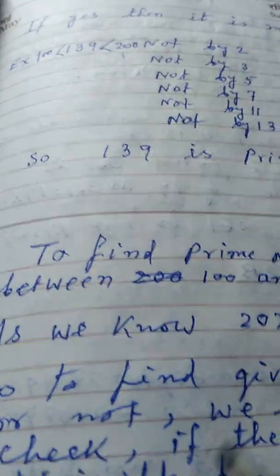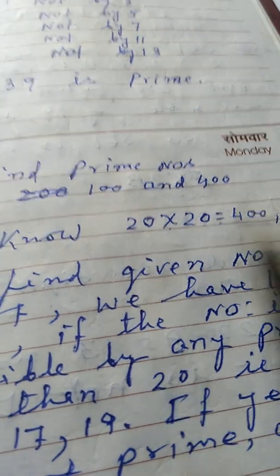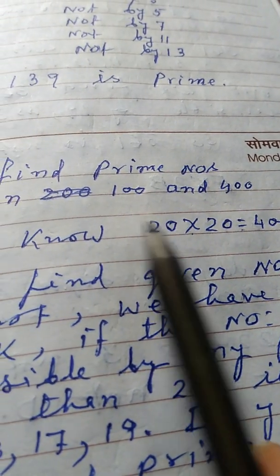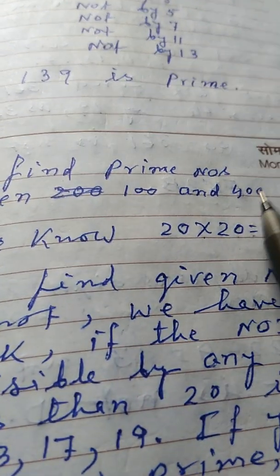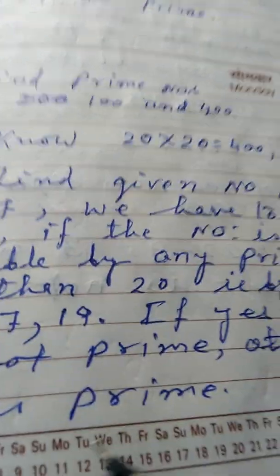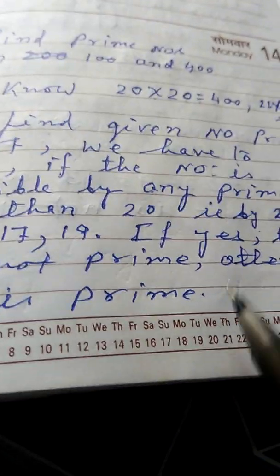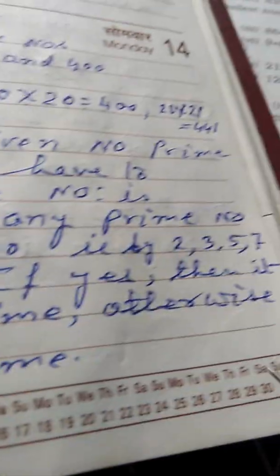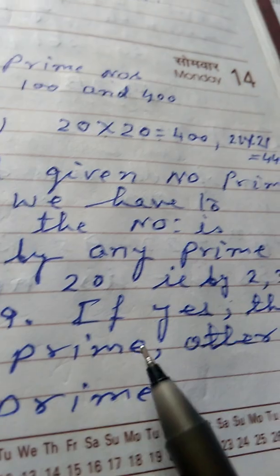139 is a prime number. Now, to find whether any number between 100 and 400 is prime or not, we have to check whether the given number is divisible by any of the primes less than 20. What are the prime numbers less than 20? 2, 3, 5, 7, 11, 13, 17 and 19.